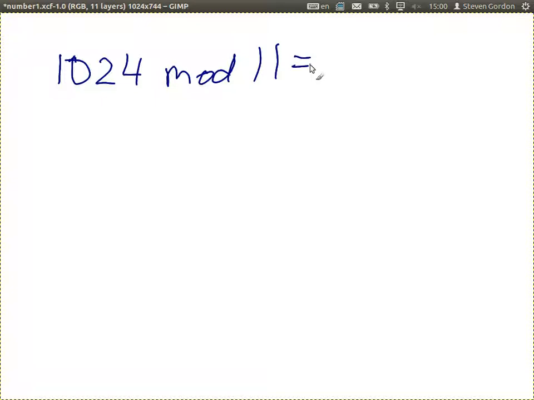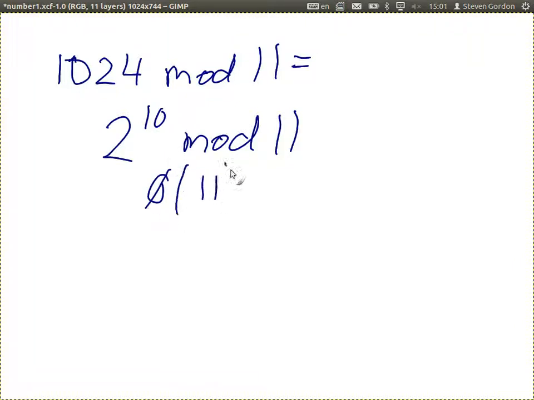Let's say (1024, mod 11). A simple case. You could solve this manually quite easily, but we could use Euler's theorem here. Note, what do we have? 1024 is in fact 2 to the power of 10, so it's also 2 to the power of 10 mod 11. Also note that the totient of 11 equals 10. 11 is a prime number, so the totient of that will be 10.